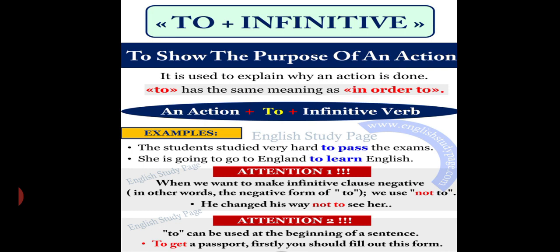Now you have to be cautious about when we want to make an infinitive clause negative. In other words, for the negative form of to, we use not to. So how do we do that? In negative form, he changed his way not to see her. Now to can be used at the beginning of a sentence. To get a passport, firstly you should fill out this form. So if you are putting a to infinitive at the start of the sentence, you need to put a comma in between.